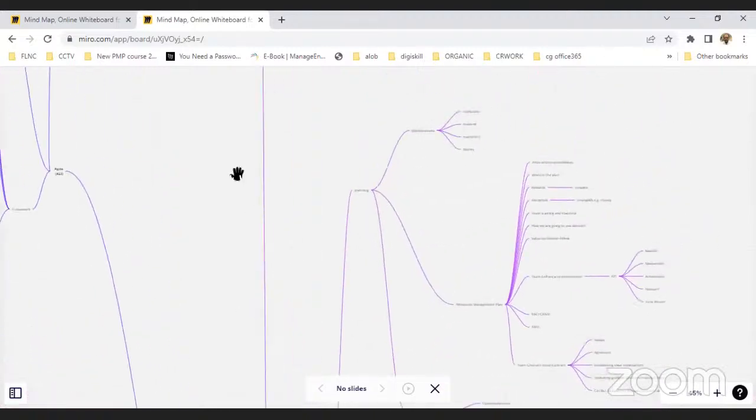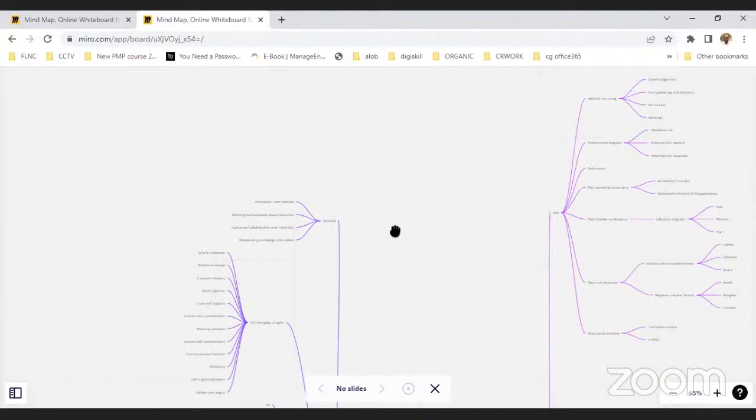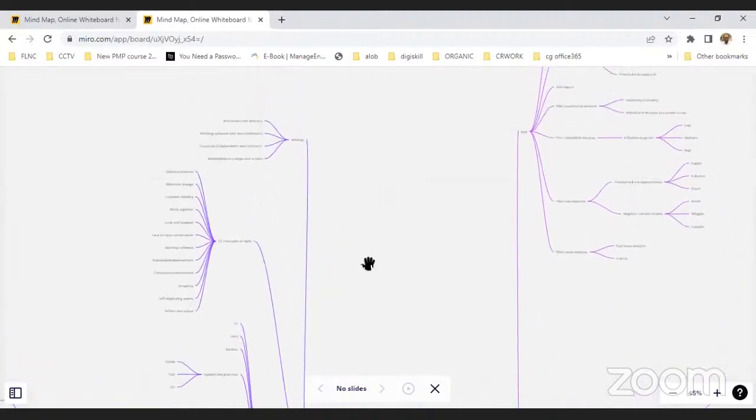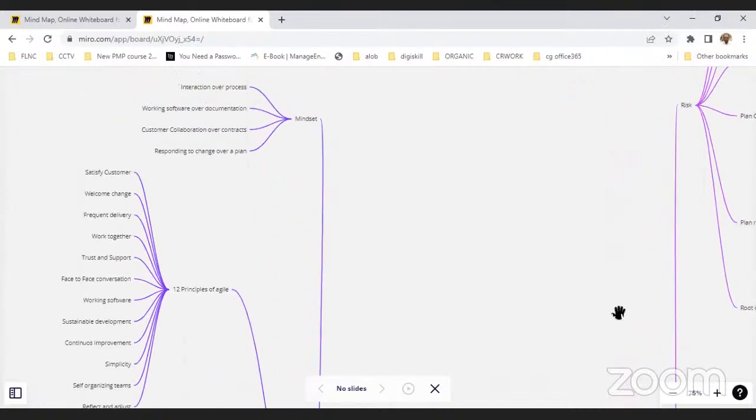So quickly going to Agile. Now, Agile, we started with talking about the mindset. Starting with the mindset: individuals and interactions over processes, working software over documentation, customer collaboration over contract, responding to change over plan. Now, there are 12 principles of Agile. I think we all know them.